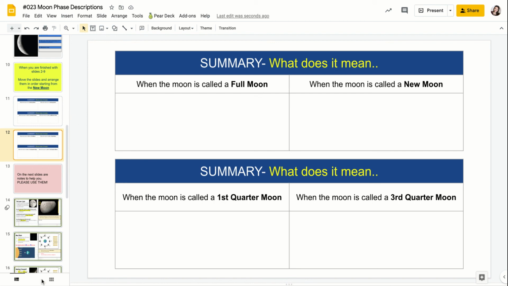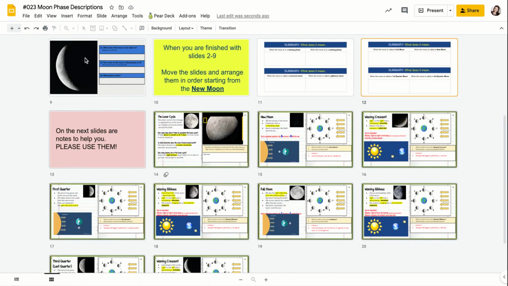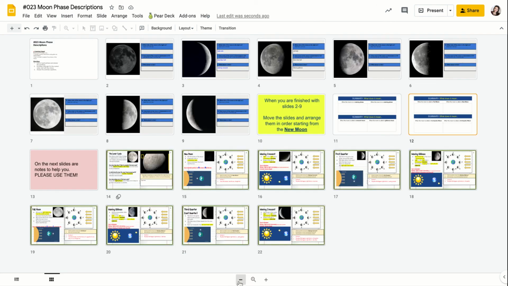Okay. And then again, I know it looks like a lot of slides and it's scary, guys, but really slides 13 through 22 are notes to help you. So it's not stuff you have to do. It's just notes. Because I had somebody one time say that was too many slides, but I don't think they were paying attention to everything.